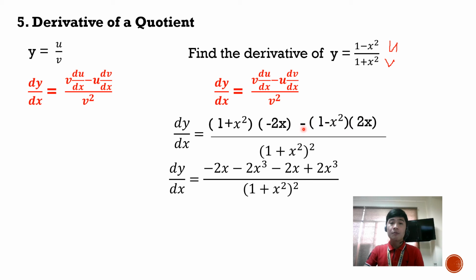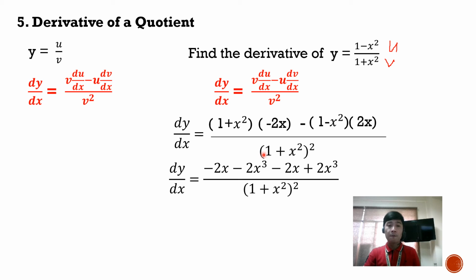Next one, minus 2x times 1, that's 2x. Oh, may minus dyan, kaya naging negative 2x. 2x times negative x squared, that is 2 times 1, dito that's 2. X times x squared, that's x cubed. Negative times negative, that's positive. So, yan po yung simplified form yan.